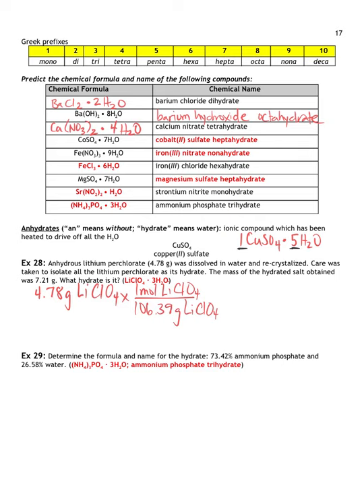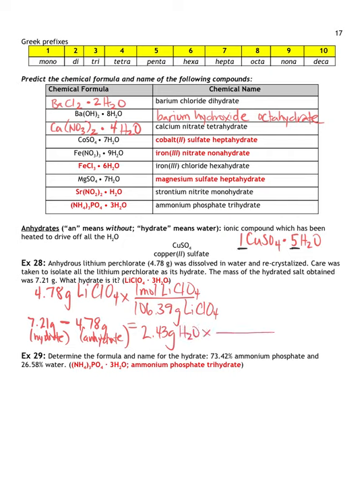Not done yet. Now I'm going to do a mass difference to figure out how much water. When I take my hydrate and deduct my anhydrate, I should get the amount of water that was driven off. Deducting these two numbers, I get 2.5 0.43 grams of water.